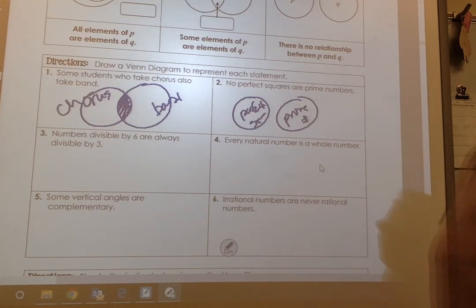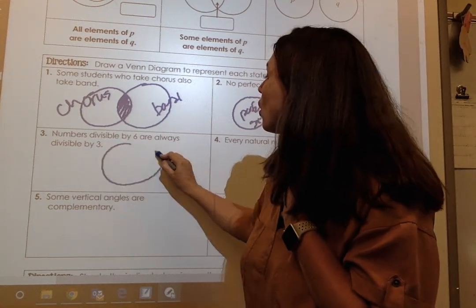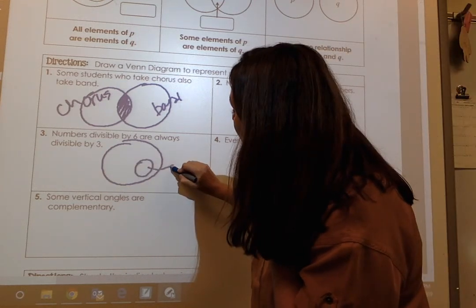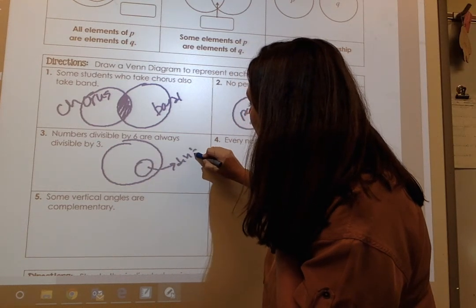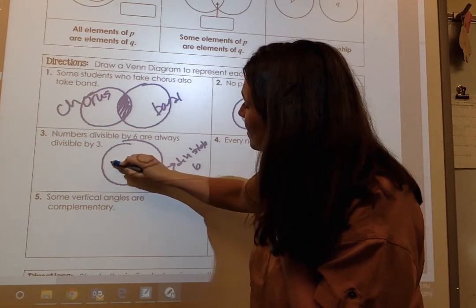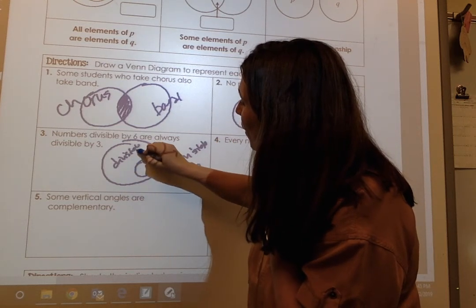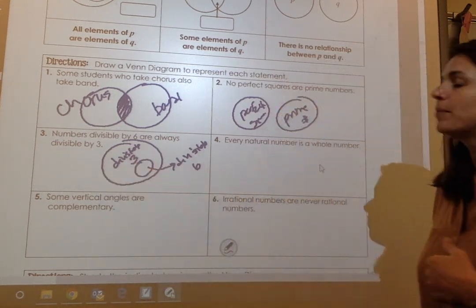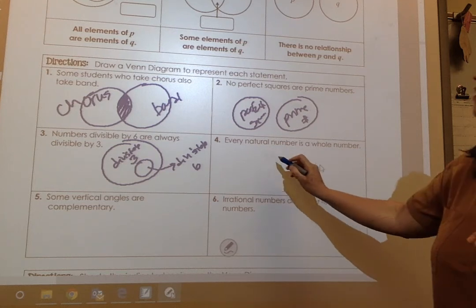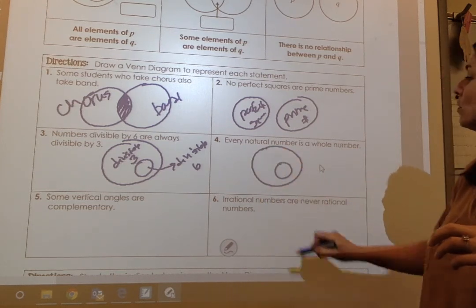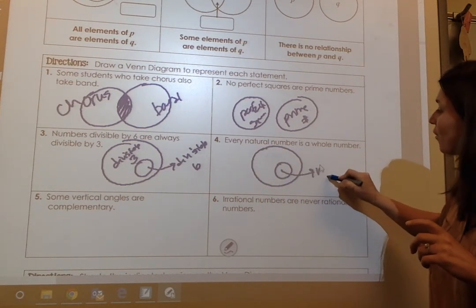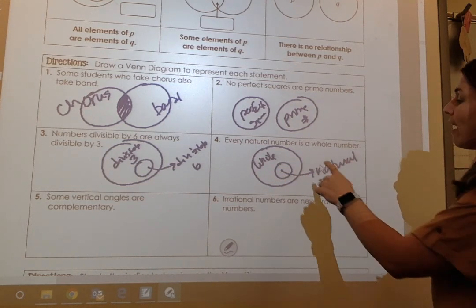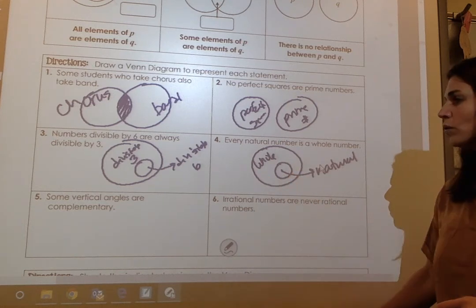Number 3, numbers divisible by 6 are always divisible by 3. So these are the ones that are divisible by 6. And this is divisible by 3. Numbers divisible by 6 are always divisible by 3. Number 4, every natural number is a whole number. This is a natural number, and this is a whole number. Every natural number is also a whole number.